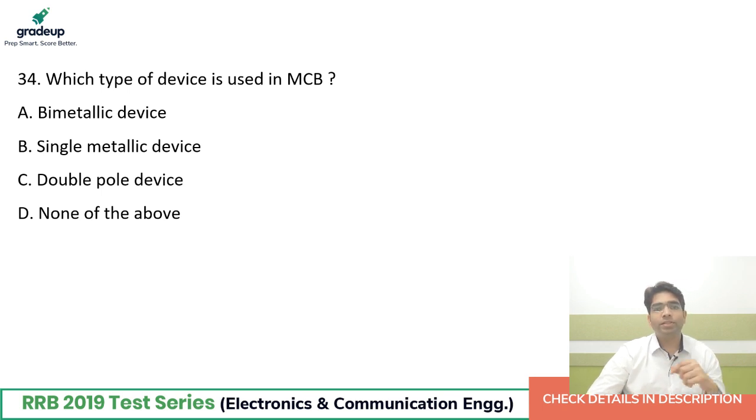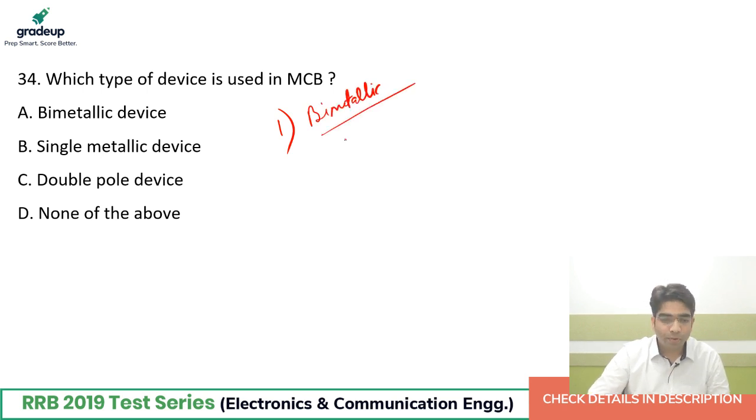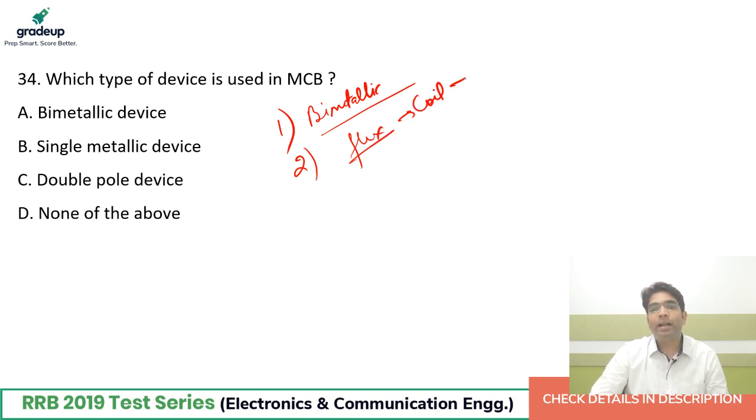Which type of device is used in MCB? In MCB, for triggering to occur, the first device is bimetallic strip. And second, due to short circuit, there is flux generated by a coil that triggers the triggering of MCB.